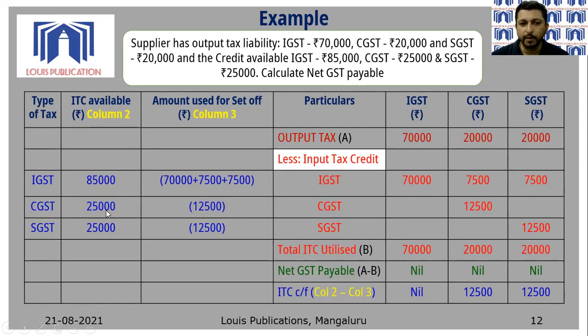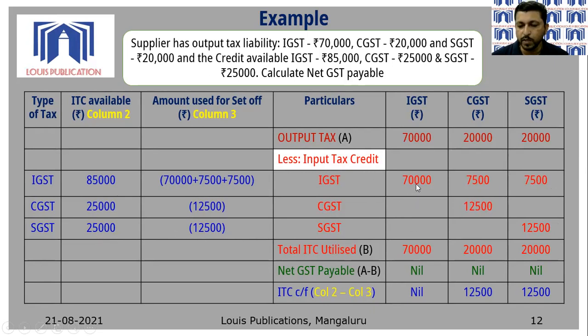Coming on to CGST liability, credit available is 25,000. But how much amount do we need to settle CGST liability? Out of 20,000, 7,500 liability has already been paid. We need another 12,500 only. So out of 25,000, 12,500 is utilized to set off. Similarly, when it comes to SGST, 7,500 liability has been settled through IGST credit. We need another 12,500 credit amount only to settle SGST liability. So 12,500 is utilized of this.